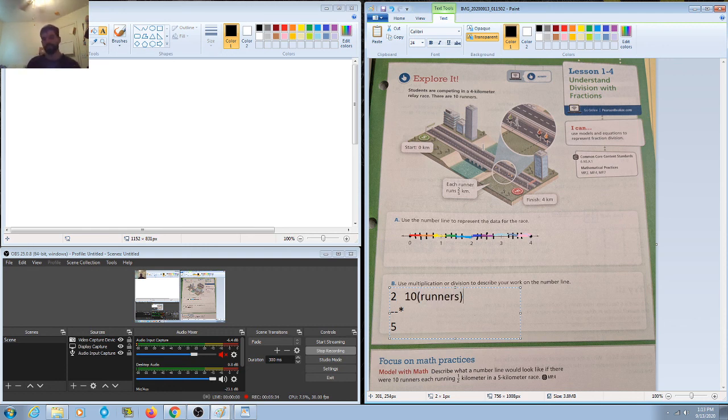Okay, so each runner ran 2/5 of a kilometer, and there's 10 runners. So we can go ahead and do the multiplication here. One thing I want you to think about, though, is when we multiply fractions by whole numbers, we can represent a whole number as a fraction. The way that we can do that is just by imagining the denominator of that whole number as 1.